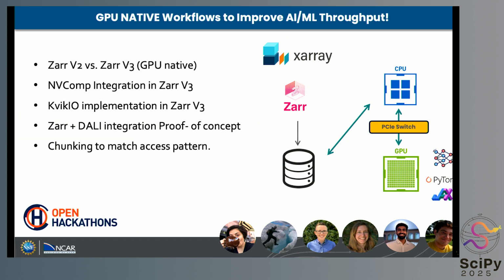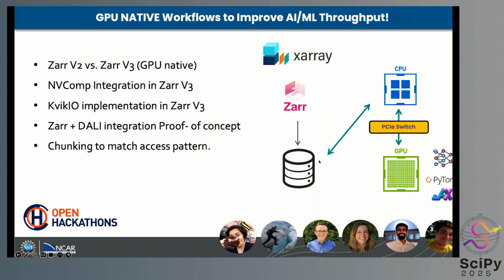So with a group of people, during a 3-day, 4-day hackathon, we set aside some time to better understand the GPU native workflows that exist. What kind of improvements can we make to the AI/ML throughput using these GPU native workflows, especially Zarr, nvCOMP, KvikIO, and try to put together an example of Zarr and DALI together and understand how chunking causes performance degradations. And I really like this flow chart because it shows the flow of data.